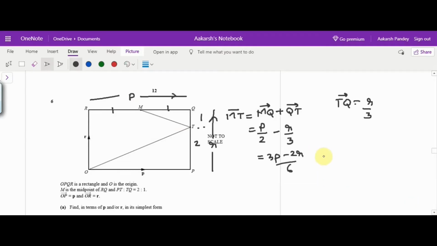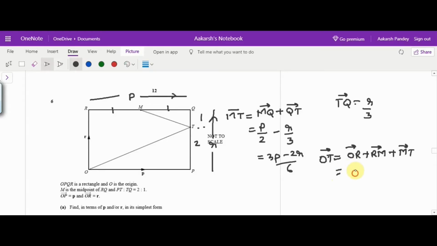So OT is OR plus RM plus MT. One thing that you need to note is that after every successive question in these subparts, we are making use of the thing that we just found previously. Like after finding MT, we knew that we can use MT, so here we are making use of MT. So OT, we actually broke it down into these three vectors.